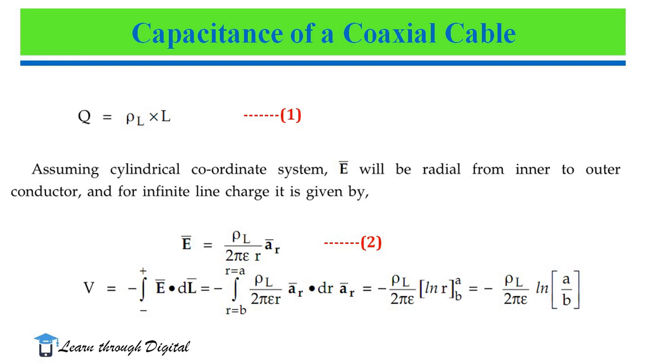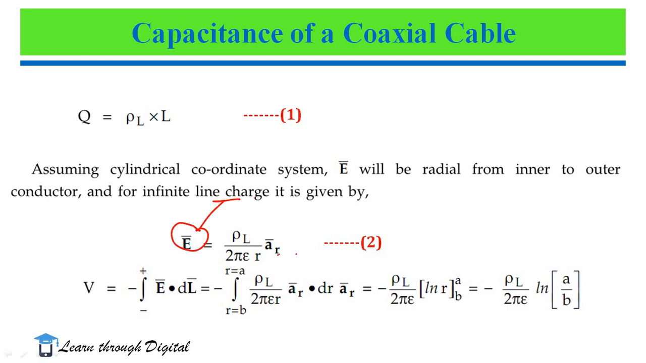Already we know that the potential difference is minus line integral from minus to plus of E vector dot dl vector. Here we substitute the value of E vector. We consider it an infinite line charge. So V is minus line integral from R is equal to B to A of rho L by 2 pi epsilon R, a R vector dot dr a R vector. We know how to write the differential length in the cylindrical coordinate system. It consists of the radial component only, so the differential length should be along the R direction.